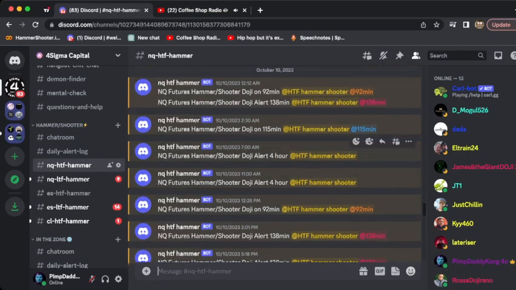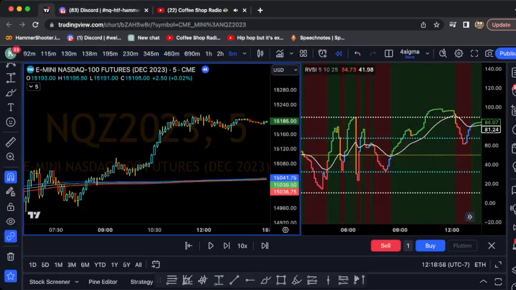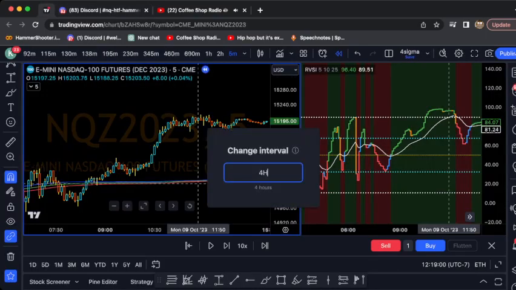Here's this one. A 4-hour doji at 7 a.m. So your first alert, your first higher time frame alert, 7 a.m. So there's been nothing for you to do since market open, which is great. So let's go look at Tuesday.